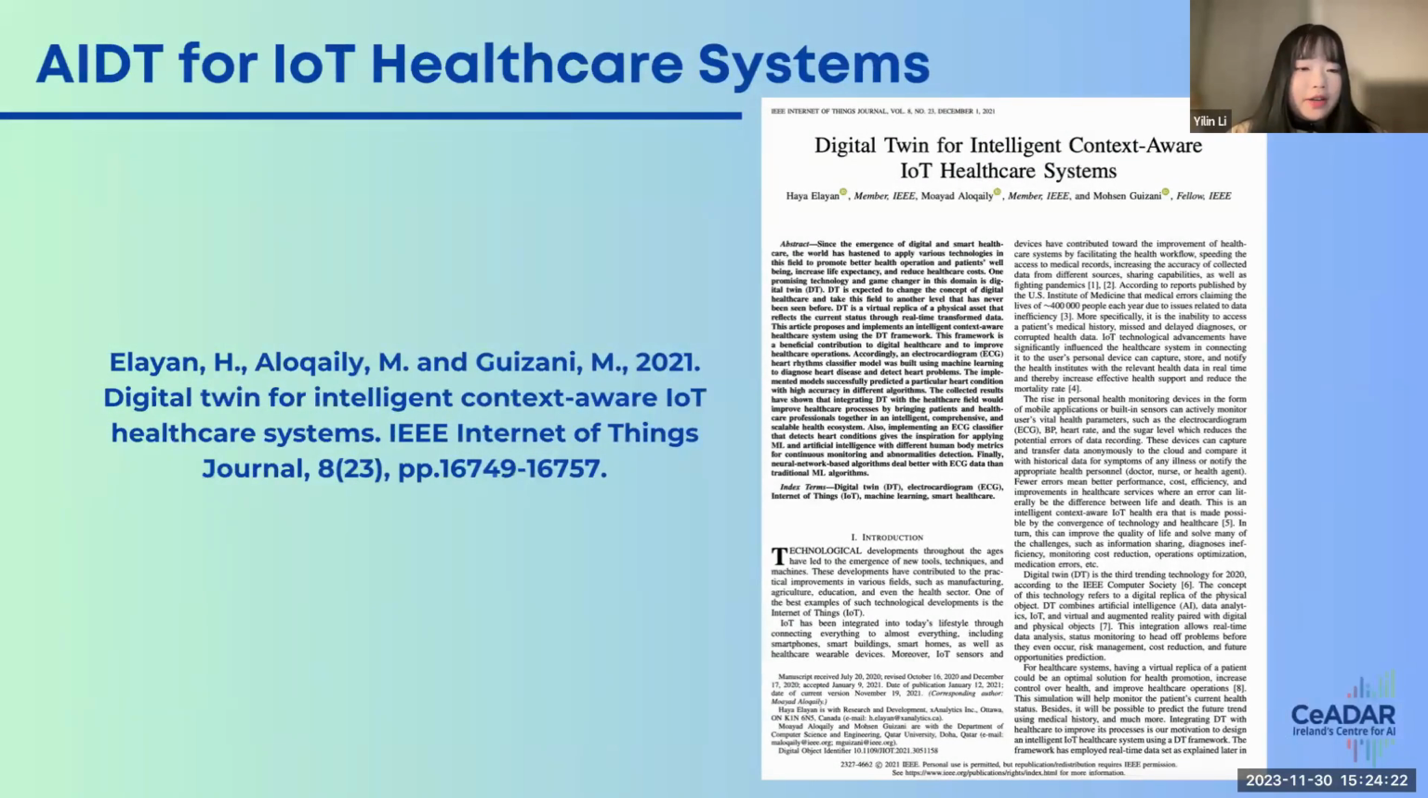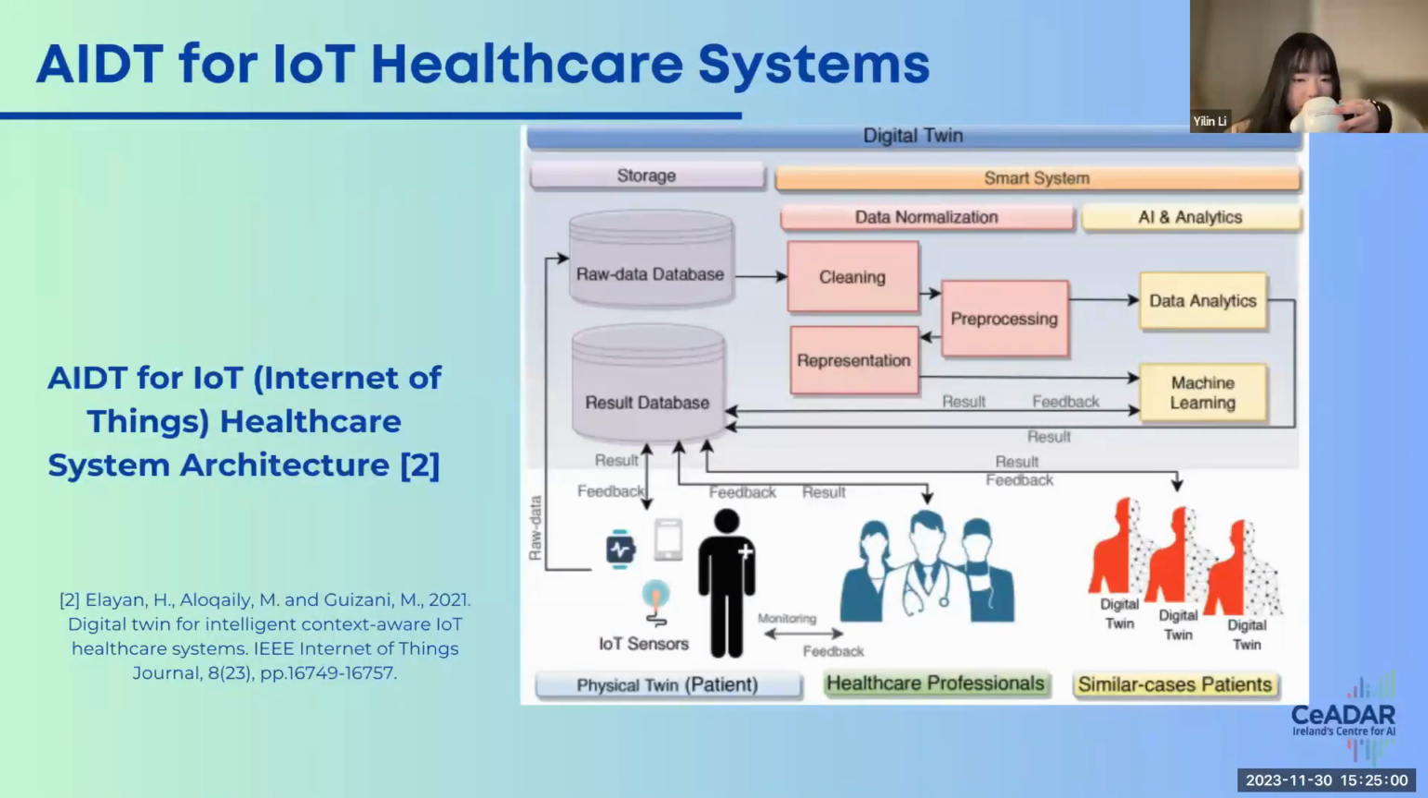So let's go to another AIDT healthcare use case, the intelligent context-aware healthcare system design. That is Yilin and the team in 2021 designed a system that aims to improve patients' healthcare and refine the healthcare process through the innovative application of technology. You can have a look in the figure.